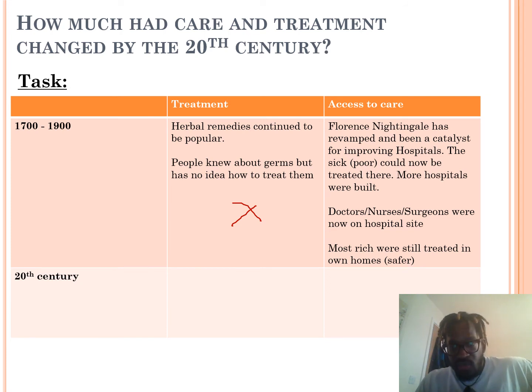By the 20th century now, I want you to go back and think about what we've done in the course of this particular lesson, and what treatments are now available. So by the 20th century, what's massively changed from 1700 to 1900 to the 20th century? What types of treatments are now available?